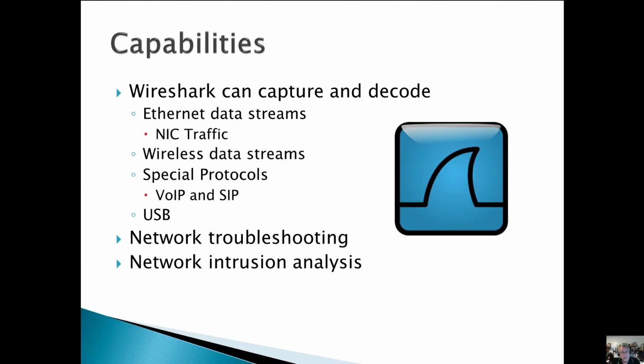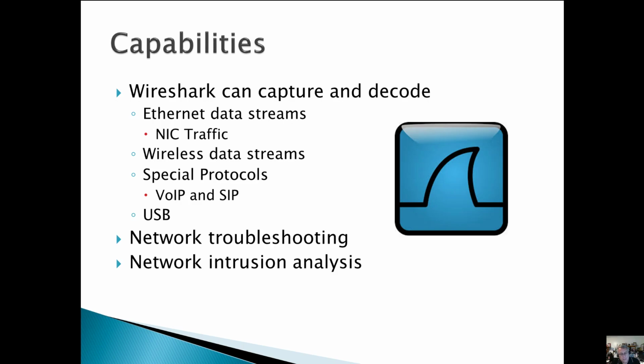Wireshark is a program that captures and decodes packets on a number of layer 1 protocols. Ethernet is probably the first thing that comes to mind, like your network interface card. It'll also do wireless data streams. So if you've got Wi-Fi, it acts just like a NIC. It has protocol decodes. So there are specialty protocols out there like voice over IP and session initiation protocol.